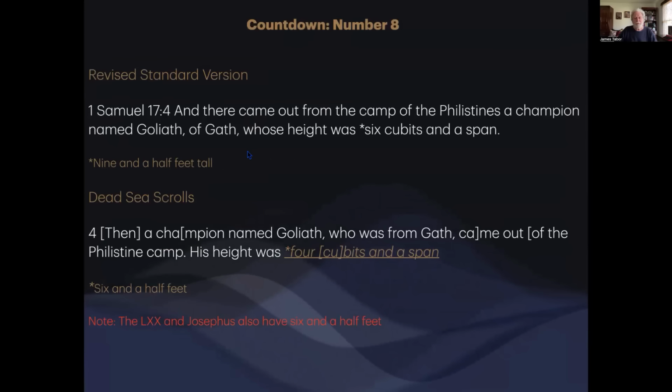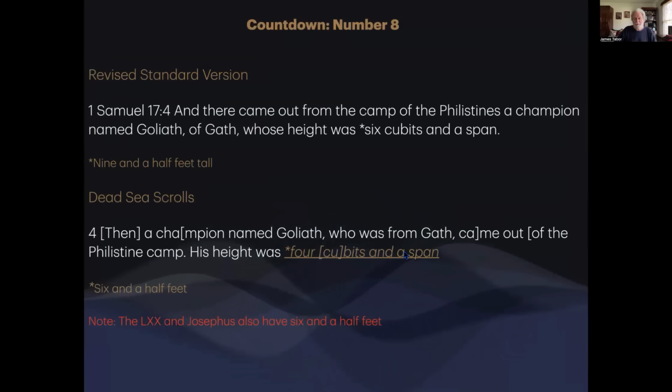And people talk about what's the tallest human being in the Guinness World Book of Records, and I don't even know the number. Some of you might know that. You can look it up. But here's the difference. If you go to the Dead Sea Scroll copy of First Samuel, it says, then a champion named Goliath, who was from Gath, came out of the Philistine camp. So it's basically the same. His height was 4 cubits and a span. Well, that's 2 cubits less, and that's 6.5 feet. And I believe there's a reference to Saul being a head higher than most men, and that's usually taken to be 6 feet.